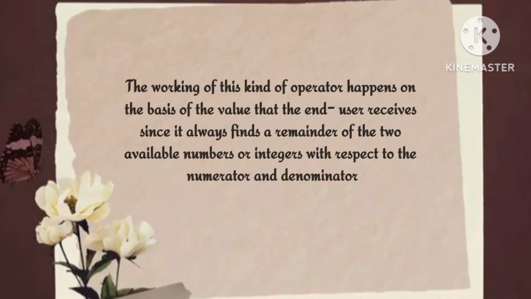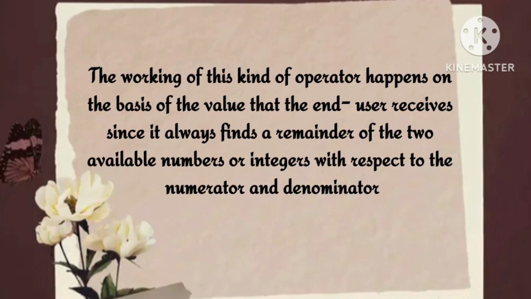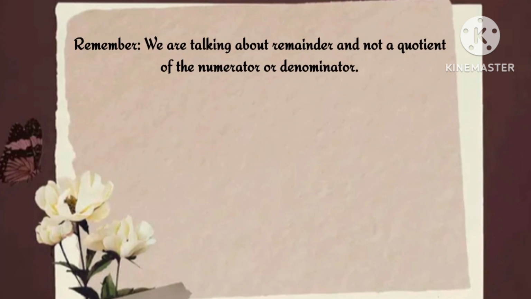The working of this kind of operator happens on the basis of the value that the end user receives, since it always finds a remainder of the two available numbers or integers with respect to the numerator and denominator. In this lecture, we have to remember that we are talking about the remainder and not the quotient of the numerator or denominator. So, let's take an example for this one.